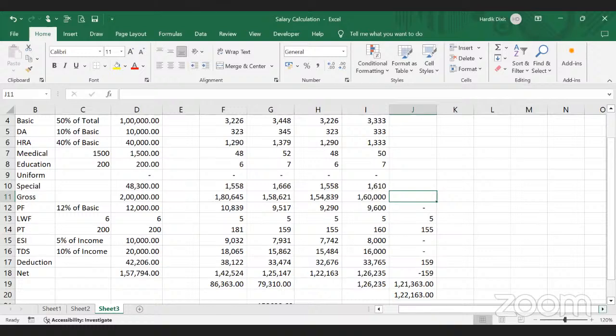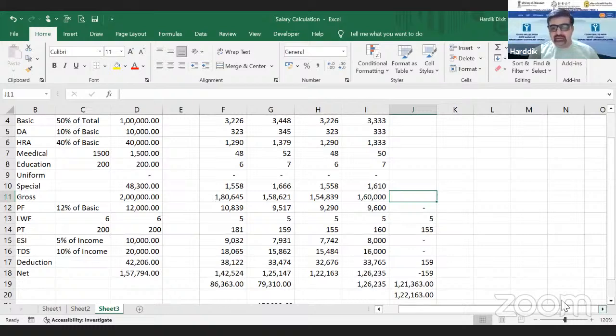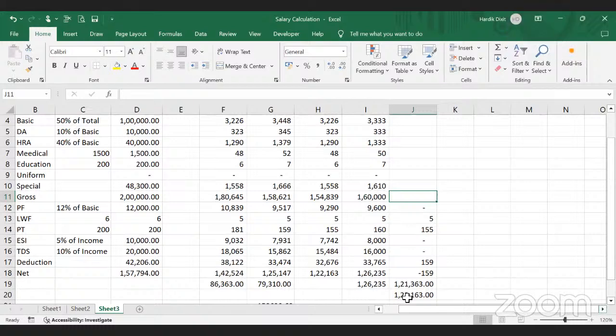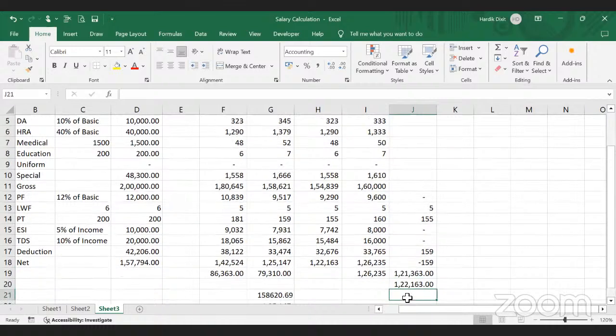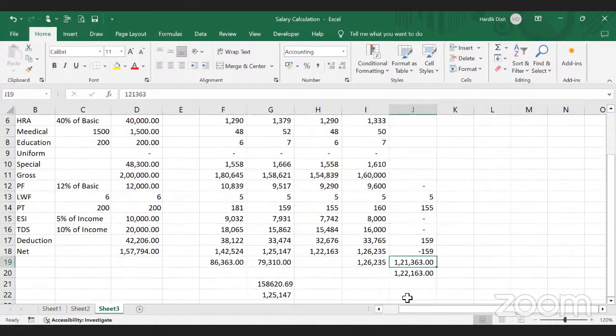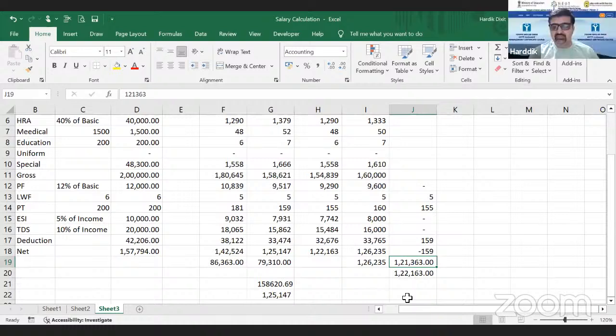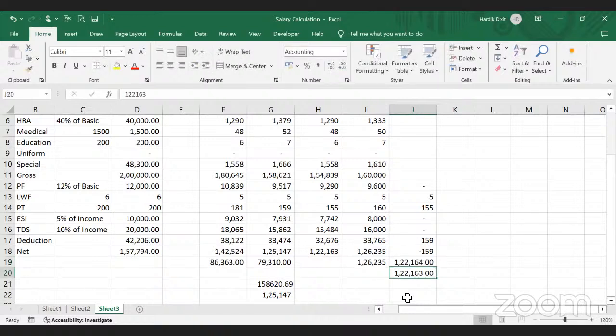So will the answer be 1,22,000? Oh, am I audible? Yeah. The answer should be 1,22,164. Okay, 122,164. Oh, 63 or 64, fair enough. Yes, sir.